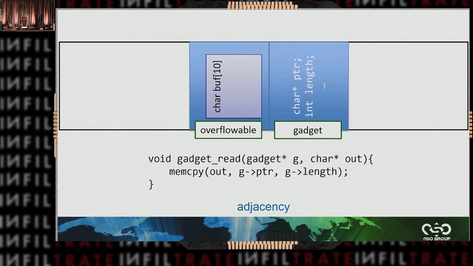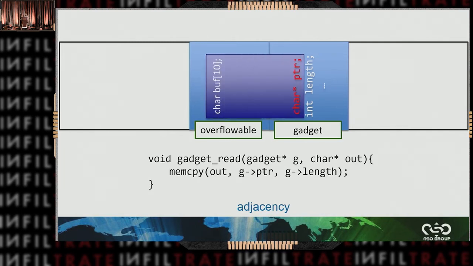We need to be able to trigger operations on that gadget object, which will, for example, use a pointer inside the object's data structure to perform a read operation. We can then cause the overflow, overwriting the pointer in the gadget object's data structure with a pointer of our choice. We then trigger the read operation to read data at our desired pointer. Using adjacency, we have created an arbitrary read gadget. We can use similar techniques to create write and execute gadgets.